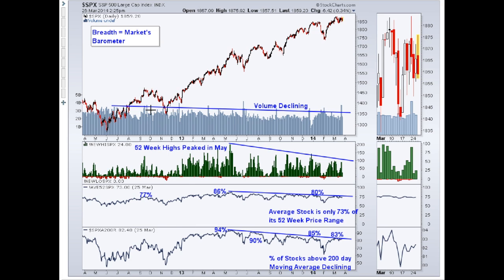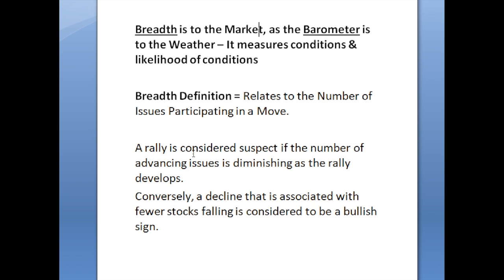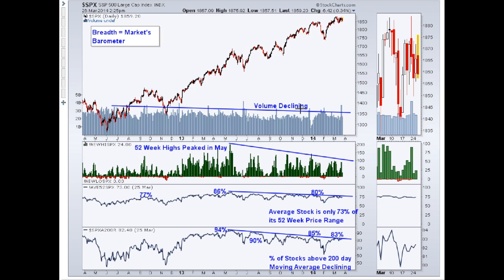But before we get to those, one of the most popular and accessible ways to measure breadth is through volume. Right now you can see on the chart that volume since 2012 has been in a steady decline, even as the market is going up. If we bring back our definition here, a rally is considered suspect if the number of advancing issues is diminishing as the rally develops. So volume suggests that fewer and fewer people are entering the market as the market rises, and that could be a sign that breadth is deteriorating, and has been since 2012.